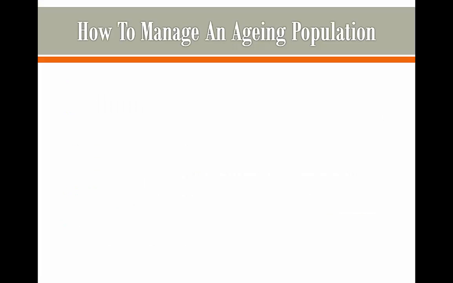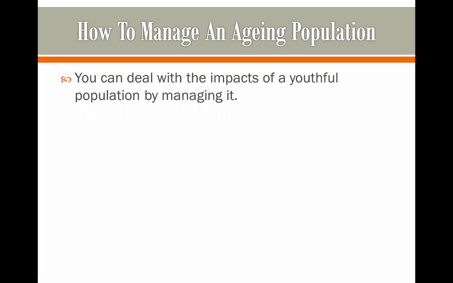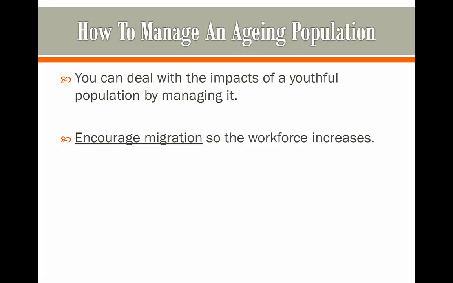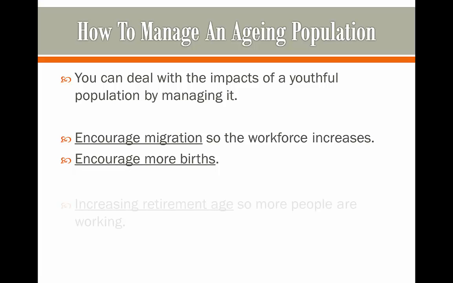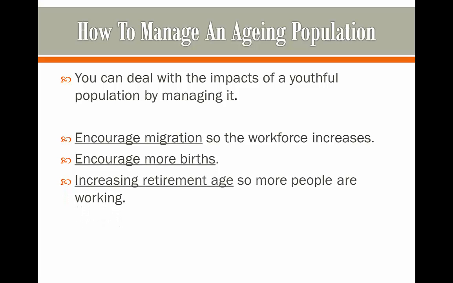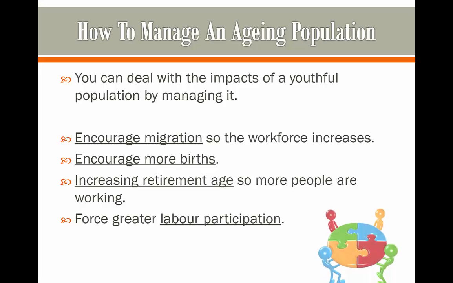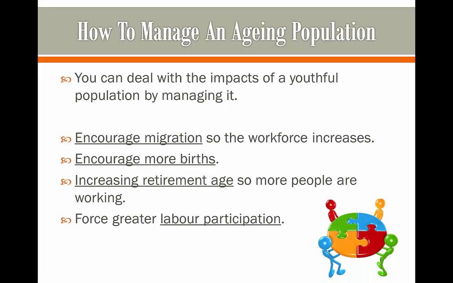So how do we manage the negative impacts of an ageing population? You can deal with it in a number of ways. Firstly, you can encourage migration so that the workforce increases, and as a result the dependency ratio will drop. You could also encourage more births and increase the retirement age so more people are working to support the elderly. You can also force greater labour participation and force a lot more people to work even if they're unemployed. As a result, the economic impacts that the elderly are going to have on the country are going to decrease.